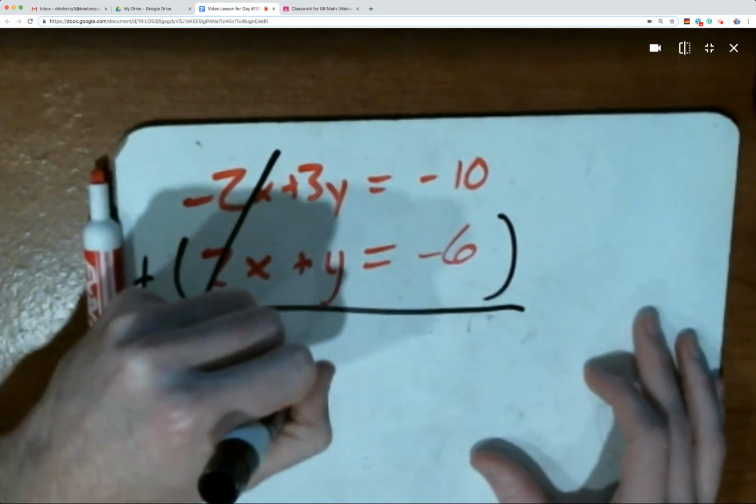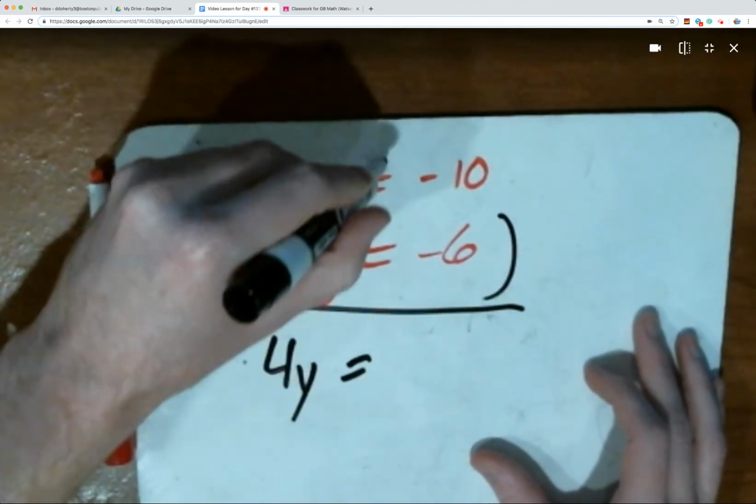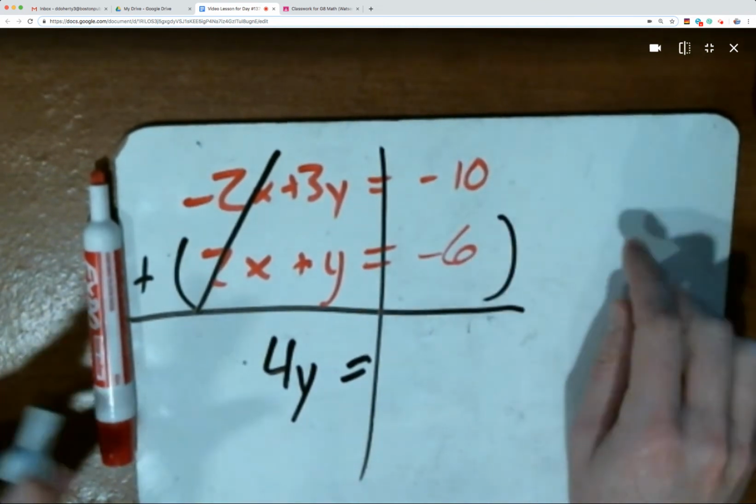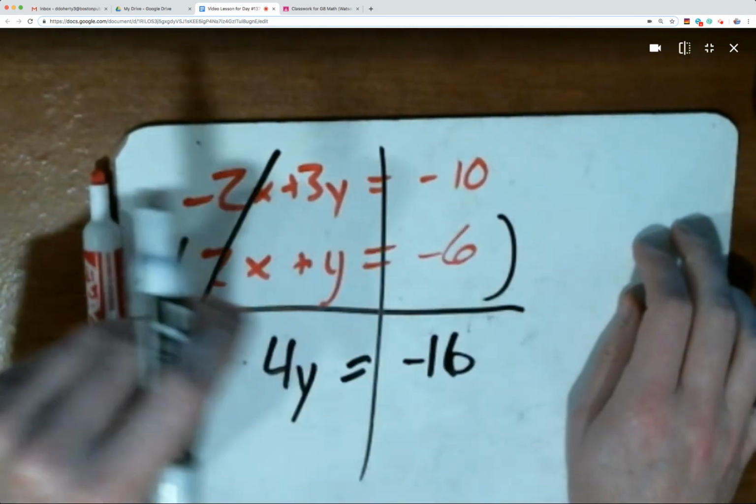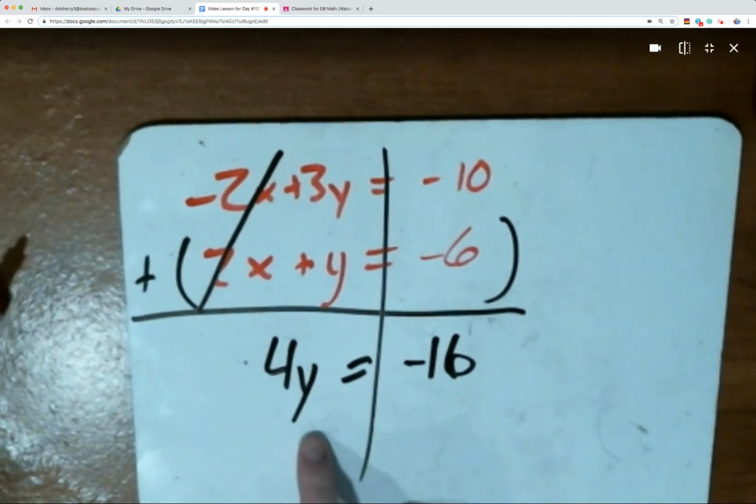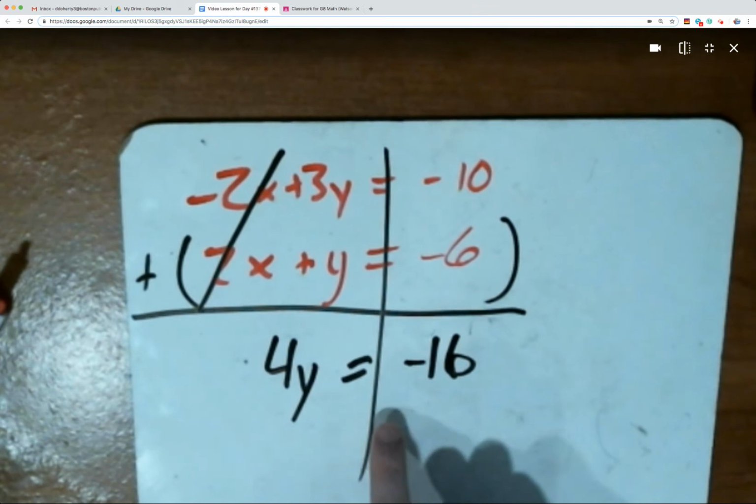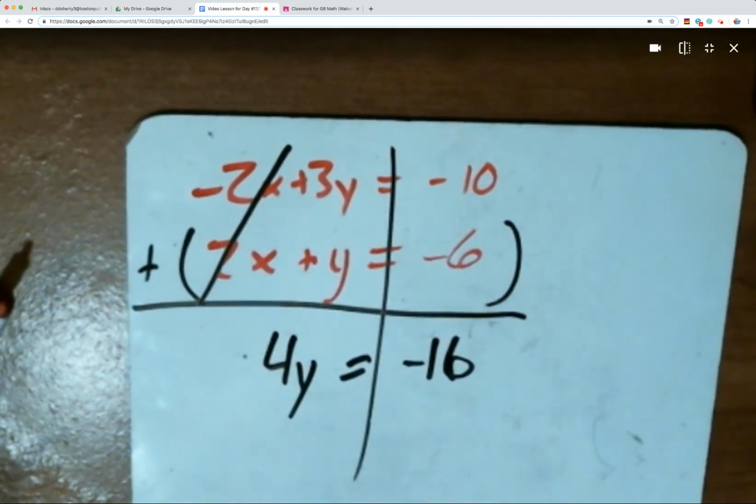So we'd be left with 4y equals, and then if you combine negative 10 with negative 6, you should have got to negative 16. At this point, you all should be good to go the rest of the way to find a common solution and confirm that it's correct by plugging it back into these two equations.